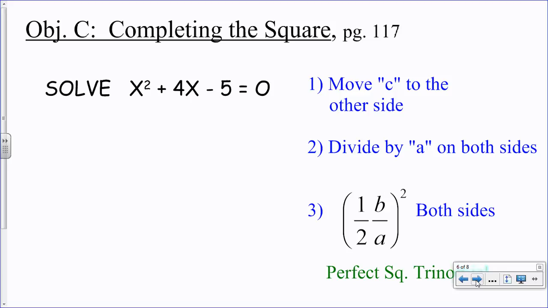So I look at this problem and I see that it actually does factor. So if I had the choice, I would factor this. But it tells us to complete the square, so we're going to complete the square. The first thing we want to do is move C, so move the constant to the other side. So I'm going to add 5 to both sides. So step 1 is to add 5 to both sides. And I get x squared plus 4x equals 5.